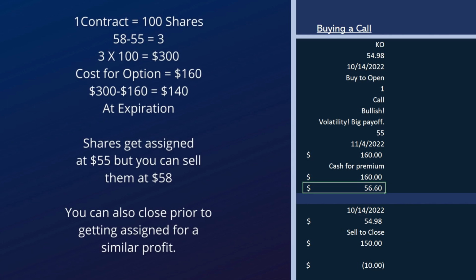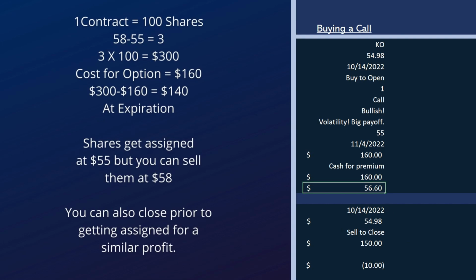So for every point it goes past your strike price of 55, you make $100. So let's say it goes to 58. 58 minus 55 is 3 times 100 shares. That gives you a $300 gain. But you did have to pay the premium up front for this option. So 300 minus 160 gives you a $140 gain overall. So that would be your profit in this trade if you waited all the way to the expiration date.